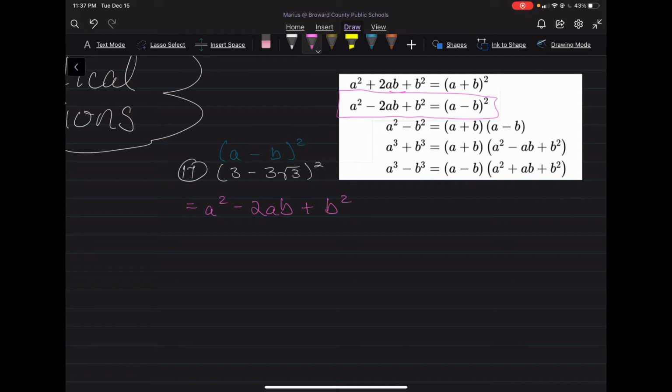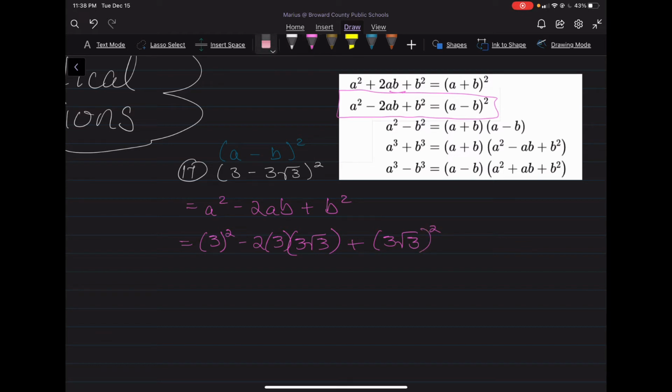Now we're going to substitute values into those things. So instead of a, we're going to have 3, and then we're going to put squared, minus 2 times a, that's going to be 3, times b, which is going to become 3 square root 3, plus b squared, which is 3 root 3 squared. Oops. Let's fix that parentheses there.